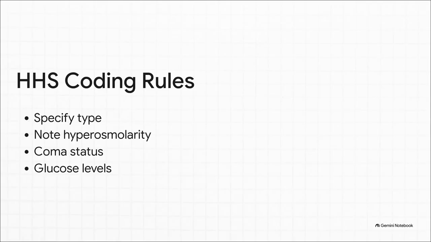Now for HHS, avoiding coding pitfalls requires absolutely crystal clear provider documentation. The clinical notes must specify the diabetes type, but crucially, and this is a big one, the physician must explicitly document the hyperosmolarity. A coder cannot just assume it from a high glucose lab value. You also need explicit notes on the presence or absence of a coma, the exact glucose levels, and whatever underlying event, like a severe infection or maybe a stroke, actually precipitated the crisis. Ambiguous documentation here, it leads straight to rejected claims and completely skewed quality reporting.